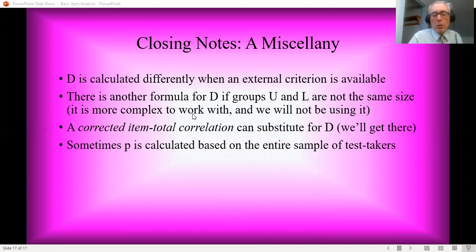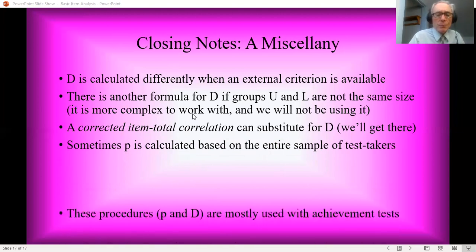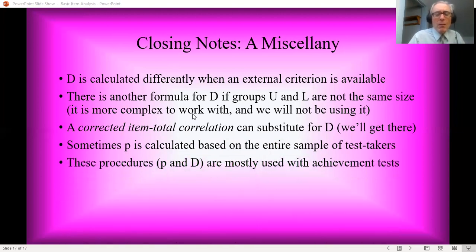Now, one more thought about P. Sometimes you just put the whole sample of test takers in, throw everybody in. It's like, how many got it right? What's the P? Nothing wrong with doing that. Just be clear that that's what you're doing. And again, these specific procedures, P and D, are mostly used with classroom tests and or standardized achievement tests, not with other kinds of tests.